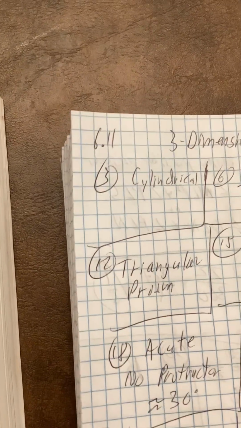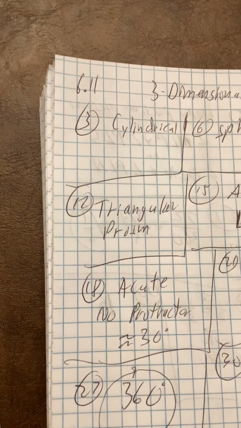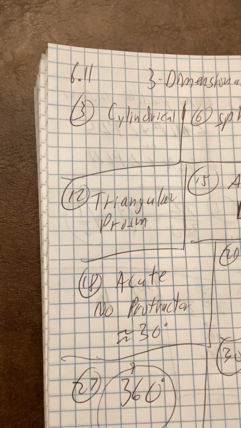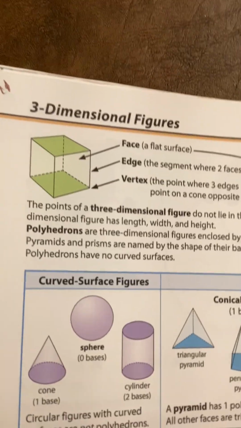Last one for me to finish. I didn't go quite in order here. I started in chapter 7, but anyway, this is my last one to finish the book. Chapter 6, section 11, three-dimensional figures.